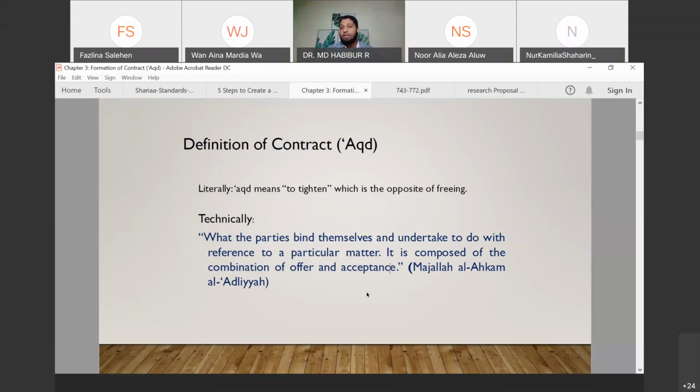We will discuss later, maybe in the next chapter, about the format. There are many forms of offer and many forms of acceptance. It's not necessary to say verbally, I offer you and I accept it. It can be done in many ways. So whatever the definition of aqd is, it is the relationship between the related parties to undertake to do something with reference to a particular matter, and it is normally a combination of offer and acceptance. We call the offer in Arabic ijab and the acceptance qabul.